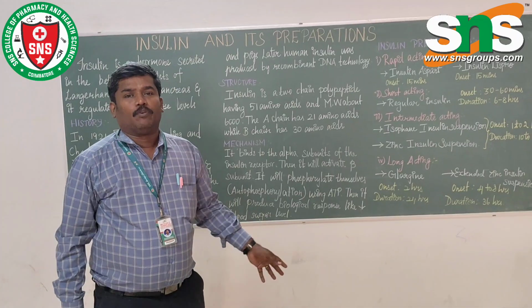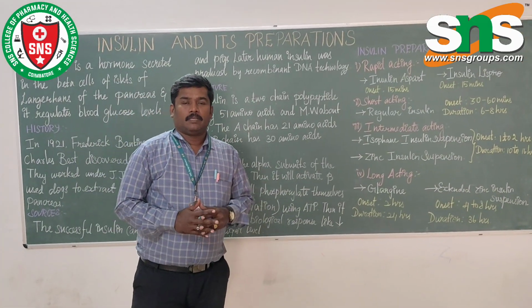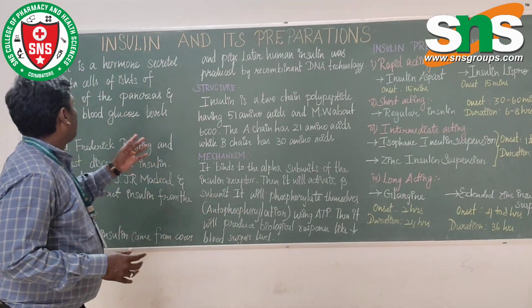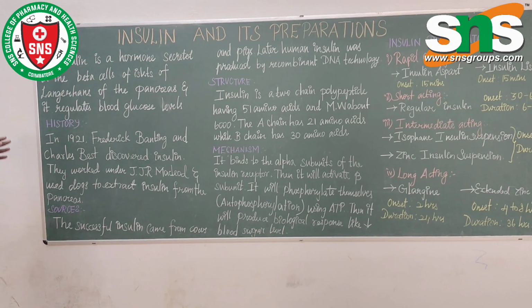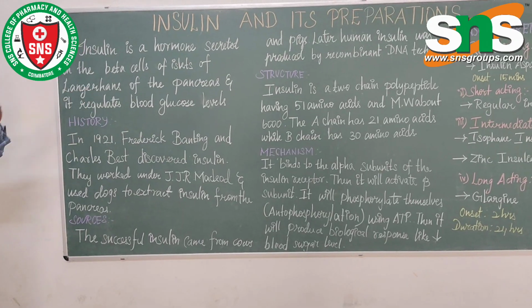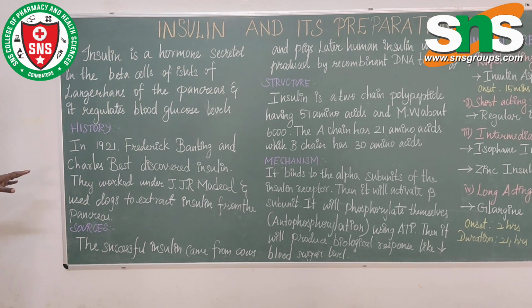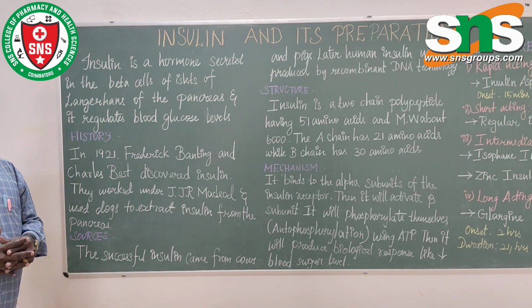Hello everyone. Now we are going to discuss insulin and its preparations. So what is this insulin? It is a hormone secreted by the beta cells of islets of Langerhans of the pancreas, and it regulates the blood glucose levels. What is the history of this insulin?